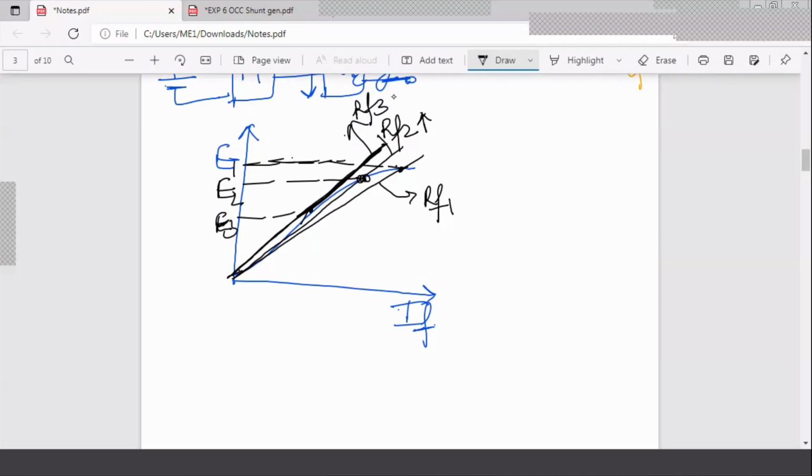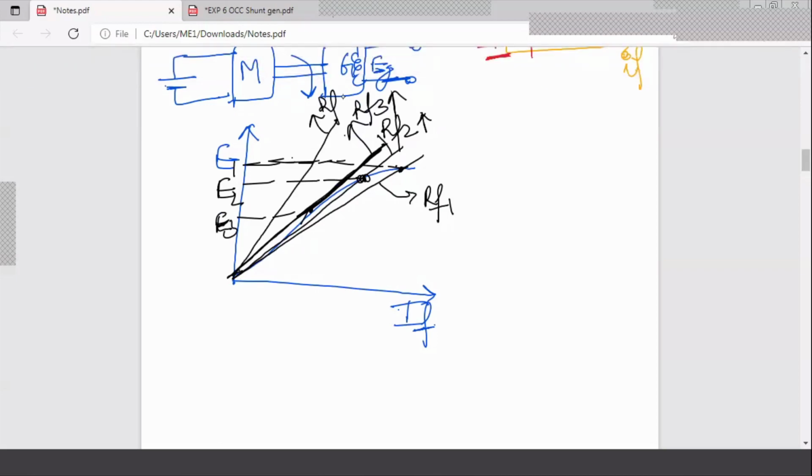If we again increase the field circuit resistance, something like this, let's say this is your increased slope RF4. You can clearly see that this line is not at all cutting your original characteristics. The point at which it cuts will show you how much is the induced EMF. But here it is not cutting at all. That means you can say that there is no induced EMF itself. E4 is near to 0. Right? So what is the boundary condition here? There will be a boundary condition after which, if the field resistance is more than that, there will be no induced EMF developed in the machine.